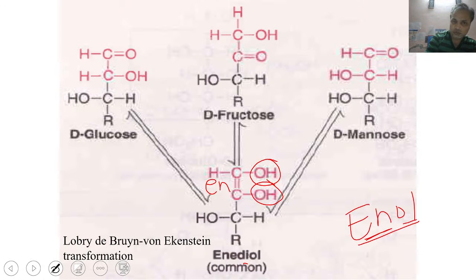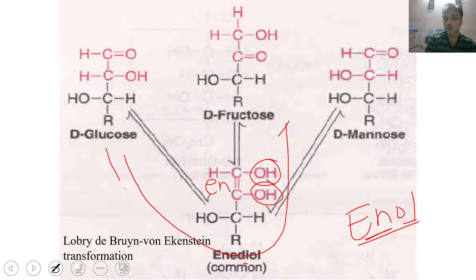Glucose can be converted to the enediol form in alkaline conditions. Fructose can also be converted to enediol form. Mannose can also be converted to enediol form in alkaline conditions. Now, if I want to convert glucose to fructose, or fructose to glucose, or mannose to glucose, or fructose to mannose, any two carbohydrates, if you want to convert them, this conversion can be done via this enediol.